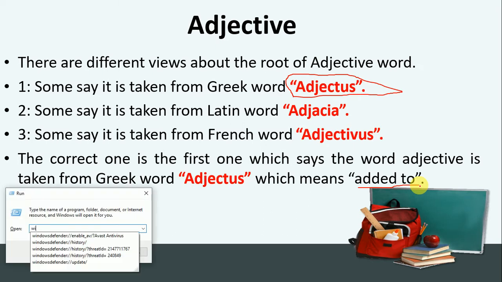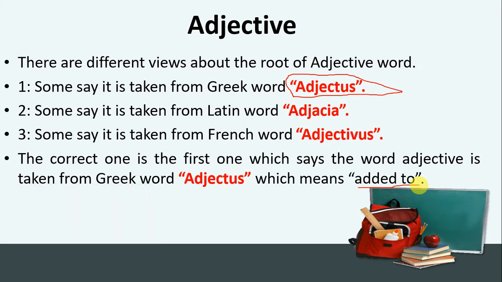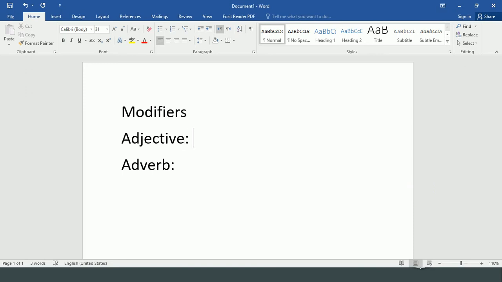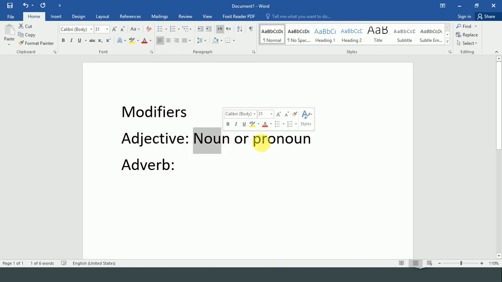Let's come to the modifiers. Whenever it comes to modifiers, how many kinds of modifiers do we have? Two kinds of modifiers. First we have adjective, and second we have adverb. We will be studying adverb inshallah in upcoming lessons. So let's discuss the adjective here. What does an adjective modify? An adjective modifies noun or pronoun. So that's why we say that an adjective adds meaning to a noun or pronoun.